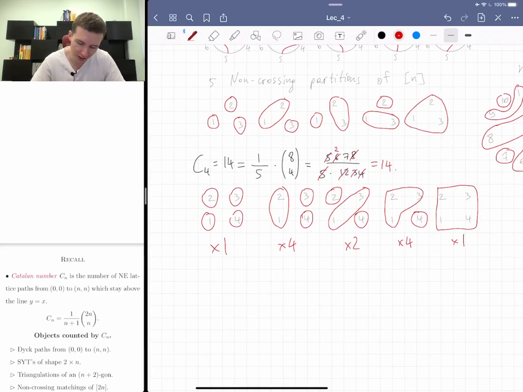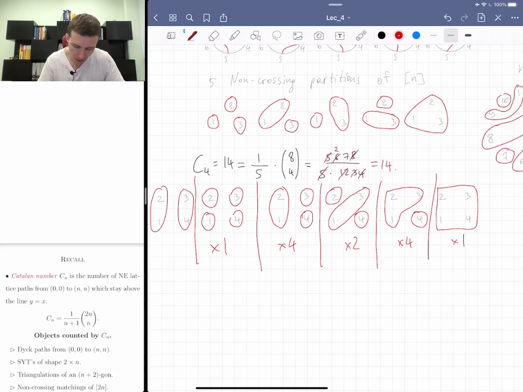Oh, okay, there is one more. So one more, which is that I can take 2 plus 2, and there's 2 rotations of this. And if I sum them up together, then I get, hopefully, yes, the total is 14.